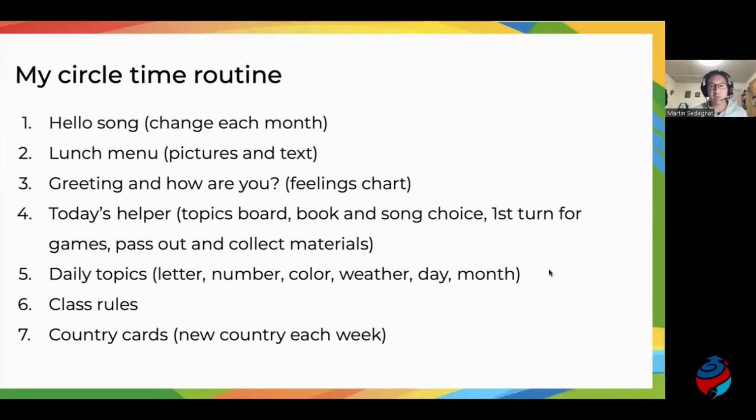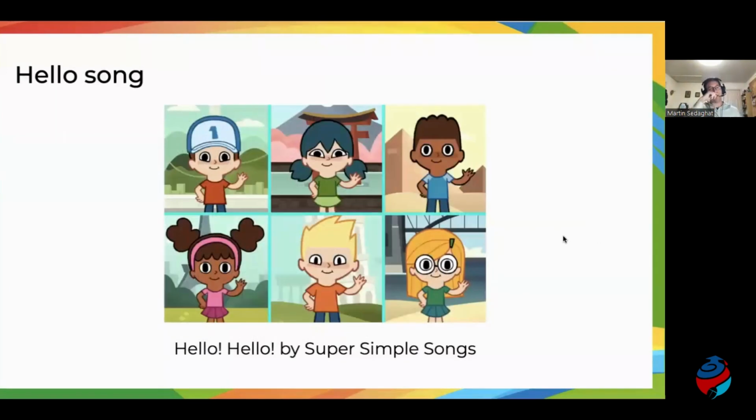So first of all, okay, so I should describe my school a little bit. It's a very, very small school. We have a maximum of 19 students.